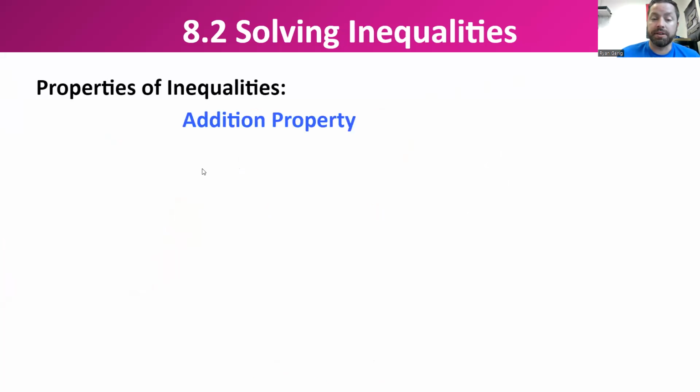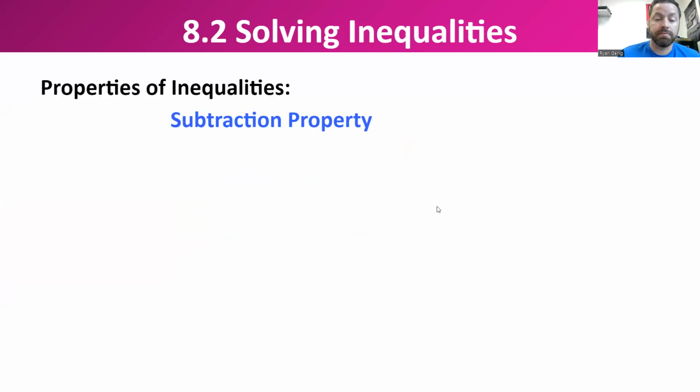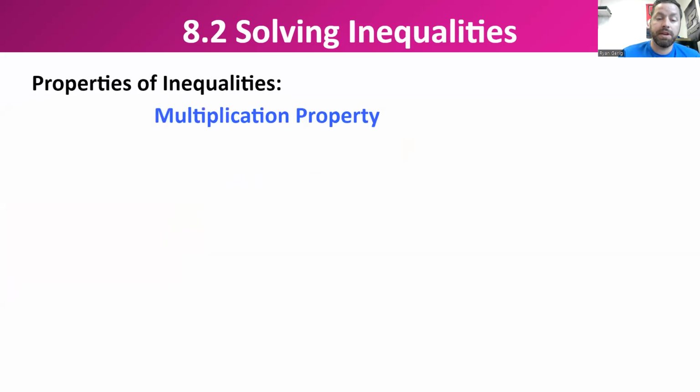The addition property, does it work? 4 is less than 6. We know that that's a true statement. If I add something to both sides, does it remain true? So let's just add 2 to both sides. Well, 4 plus 2 is 6. 6 plus 2 is 8. That is still true. Okay, let's look at subtraction. 4 is less than 6. If I subtract 2 from both sides, I get 2 is less than 4. Also true.